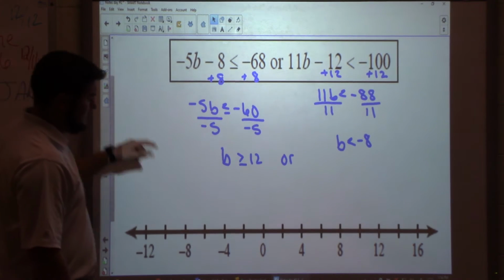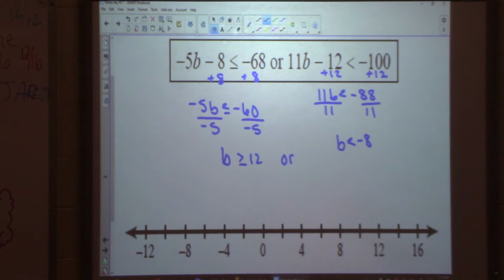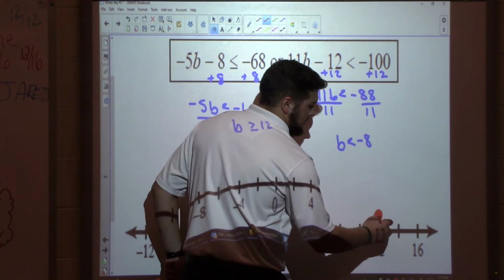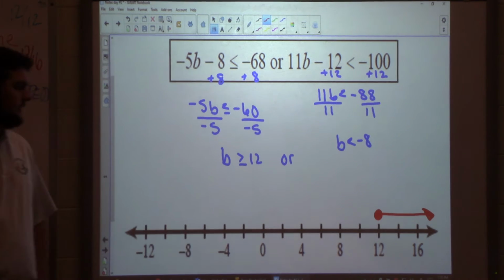Okay. B is greater than or equal to 12. At 12, am I going to have an open or filled in circle? Closed, or filled in? Good. Closed. And I'm going to the right. I'm going greater than 12.